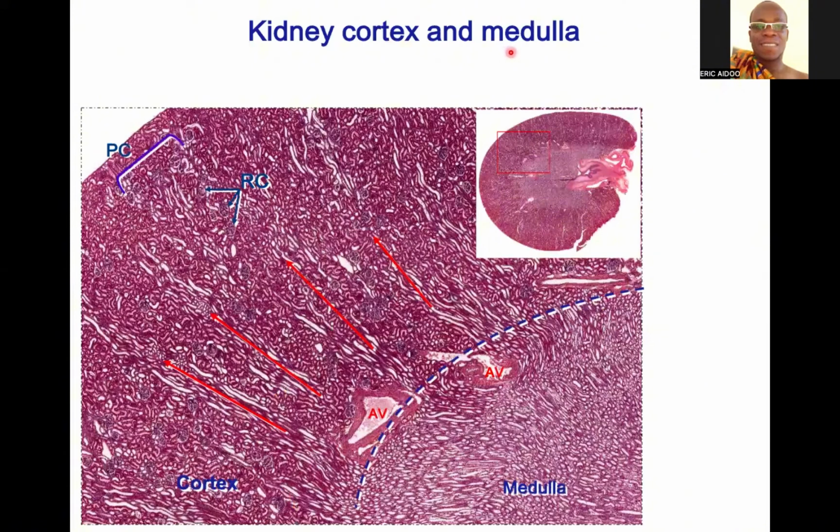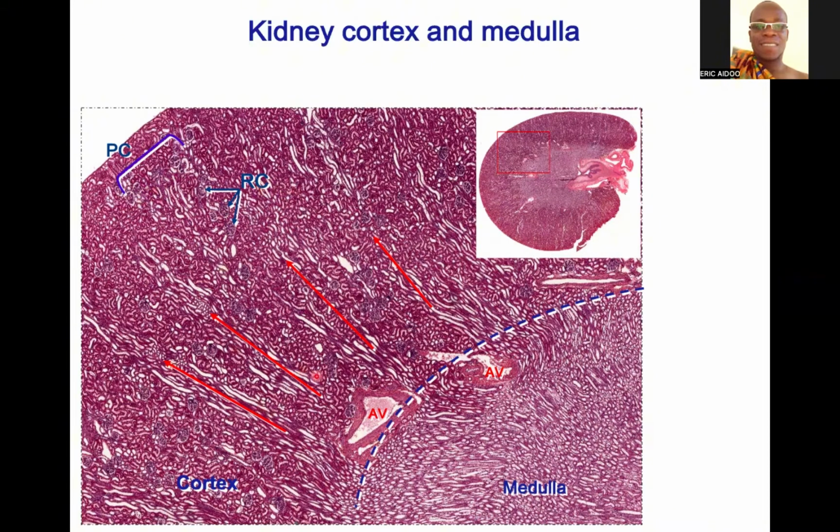Then the kidney cortex and medulla. Again, these dashed lines are demarcating the medullary region and the cortical region. The cortical region will contain the pars convoluta and the renal corpuscles, which are almost the same. The renal corpuscle, pars convoluta, we see because it is convoluted, usually because of the appearance of the glomerulus. It looks convoluted. But the glomerulus together with the Bowman's capsule will become the renal corpuscle.